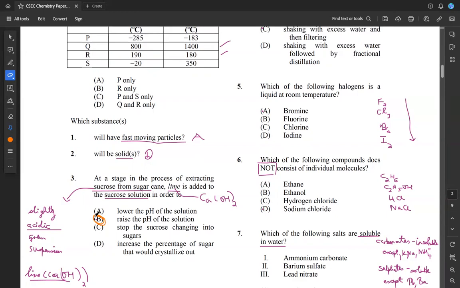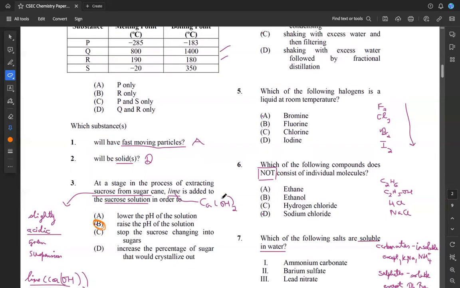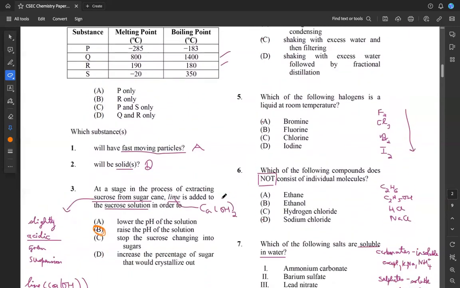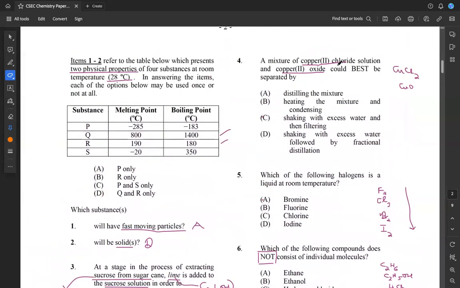So let's move on to question 4, right? So question 4 says that a mixture of copper 2 chloride solution and copper 2 oxide could be best separated how? So how are we going to be best able to separate copper 2 chloride from copper 2 oxide? So when we're doing these separations, what we have to know or to think of immediately is the relative solubility of these two compounds that are in the mixture, okay?